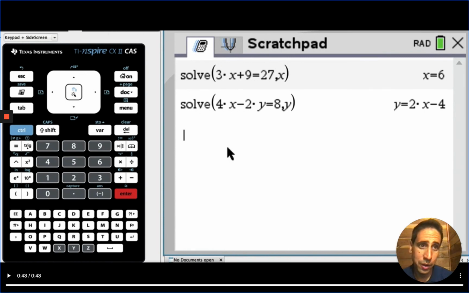It can solve equations. It can even rearrange equations. You just have to tell it what variable to solve for. And in the top example, it solved for x, and x gave you a number. And in the bottom example, it solved for y, and it gave you an answer. There it is. Enjoy.